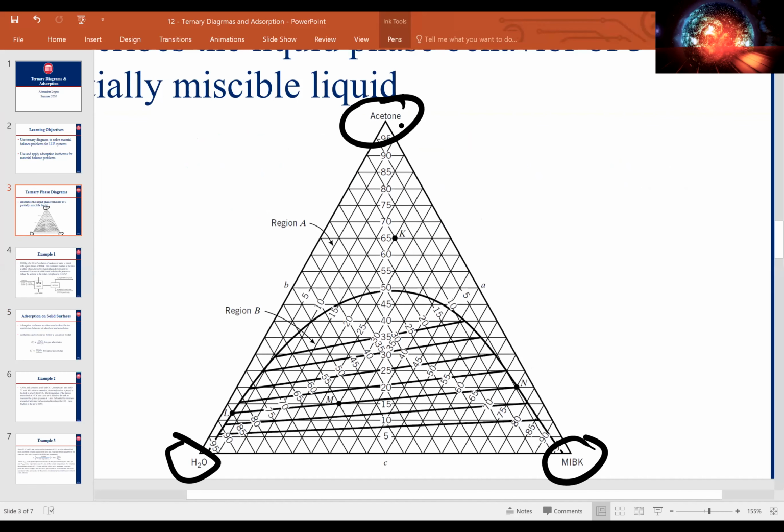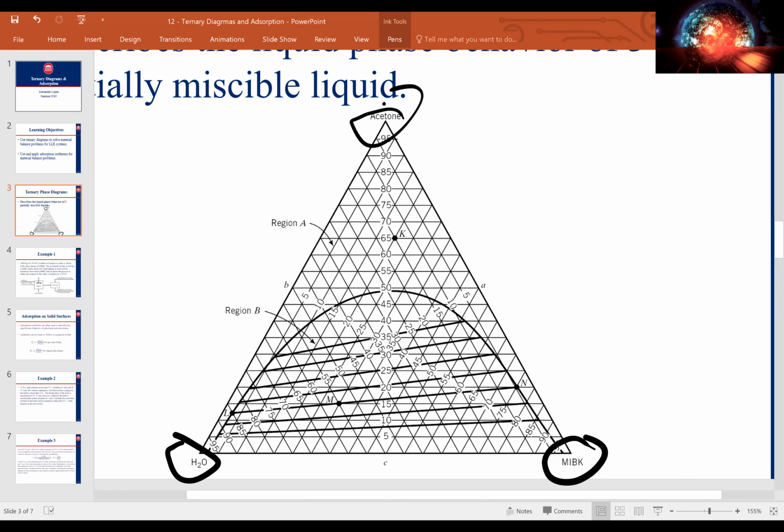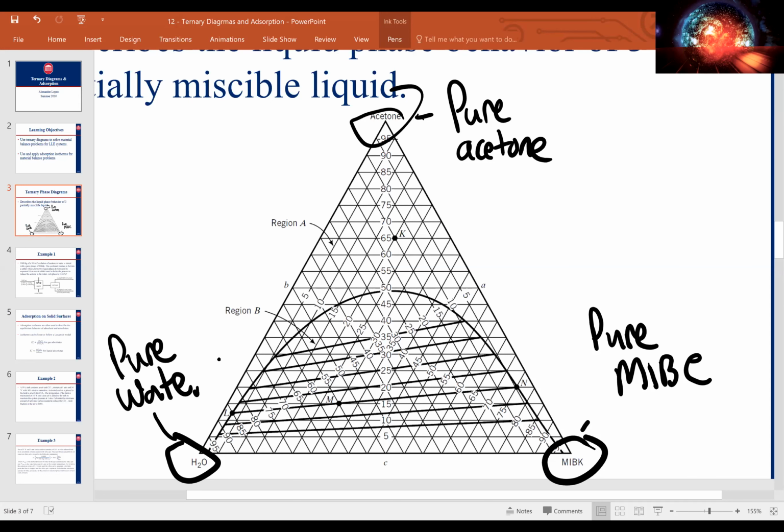This apex here is pure acetone. Oh, this is really thick. Hold on. Pens. Thinner. So this is pure acetone. This is pure MIBK. And this vertex here is pure water. And everything within the triangle phase or ternary phase diagram is some mixture of these three components.